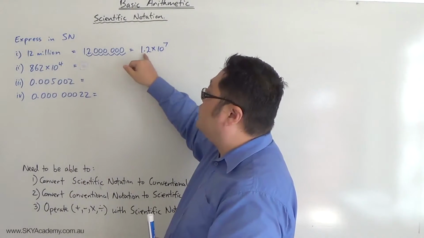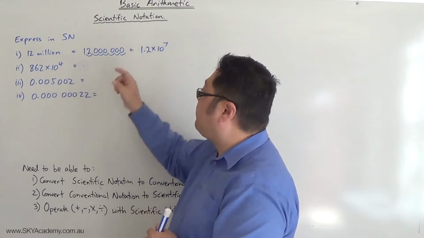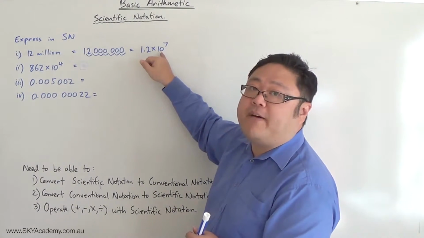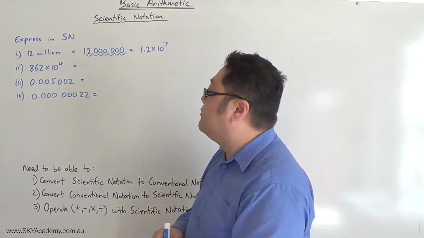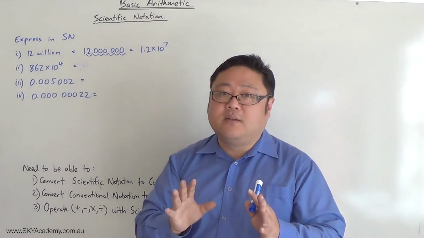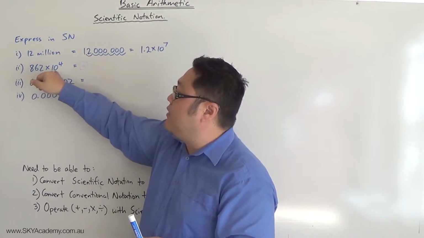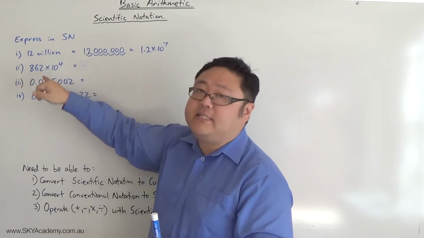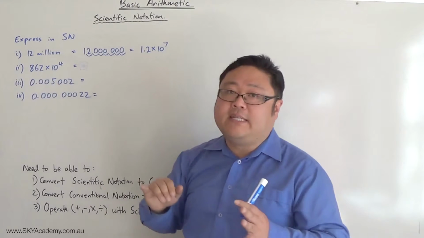So 1.2 is your standard number. And we've got to make it bigger by a factor of 10 to the power of 7. Okay, good. Let's do this one. This one is a number that's almost in scientific notation. The only problem is, see, we've got 10 to the power of a number, which is fine, but what we find is 8.62 is not quite a number between 1 and 10, is it?